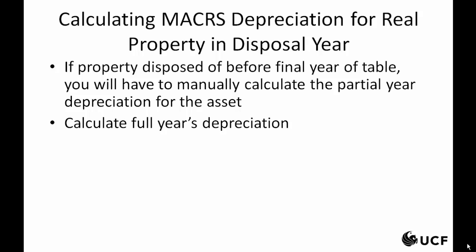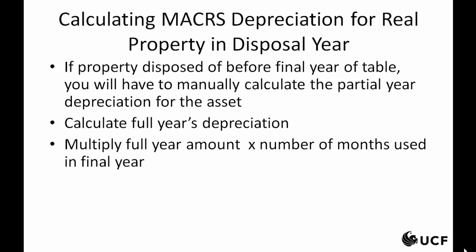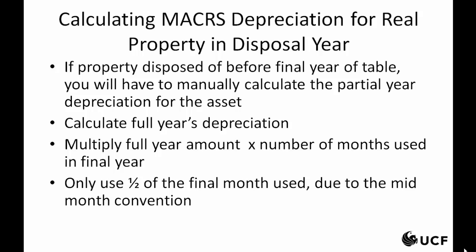So first thing we'll do is follow the steps that we did just a minute ago to calculate the full year's depreciation. We would go to the right column and the right recovery year and get the rate, calculating the full year's depreciation. We would then take the full year's depreciation amount and multiply it times the number of months used in the final year. Remember that we can only use half of the final month used due to the mid-month convention. So let's do an example of how we calculate MACRS depreciation for real property.